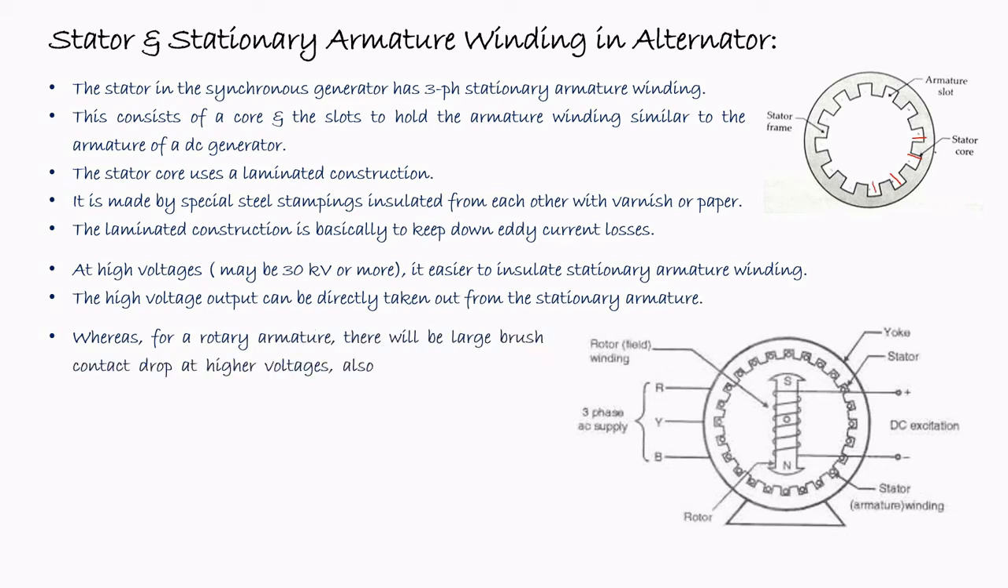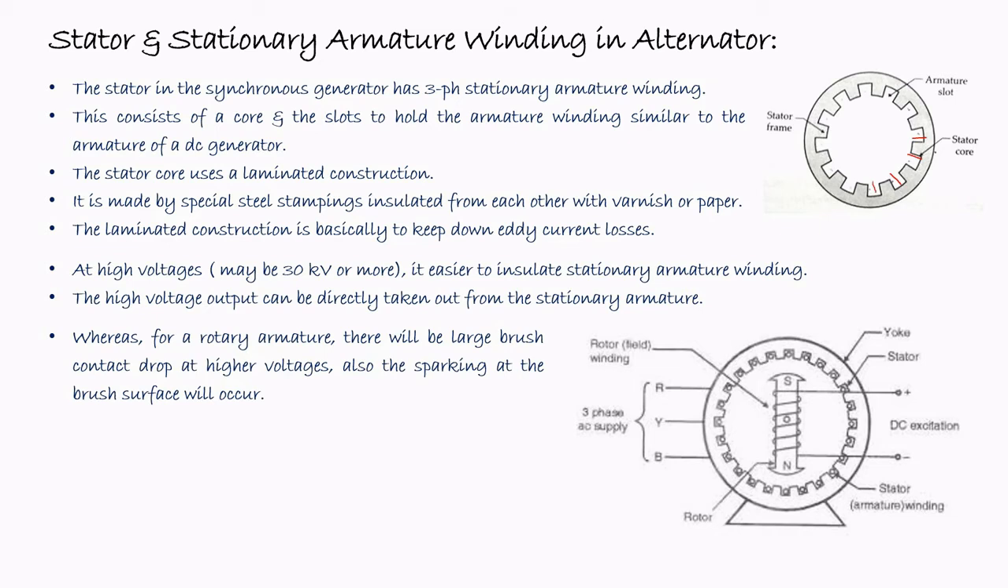Whereas for a rotary armature, there will be a large brush contact drop at higher voltage, that we have seen in case of DC machine. When the rotor is rotating, to collect the EMF induced in the rotor windings, you have to use the brushes, and there is sparking. And because of the sparking, the voltage drop occurs in the brush contacts. So this is not seen in case of synchronous generator.